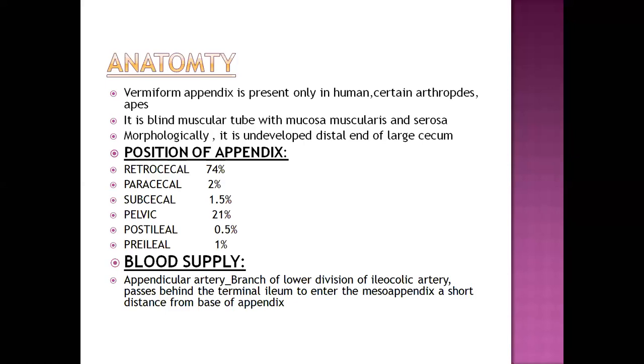The appendix is present only in humans, certain arthropods and apes. It is a blind muscular tube with mucosa, muscularis and serosa. Morphologically, it is the undeveloped distal end of the cecum.